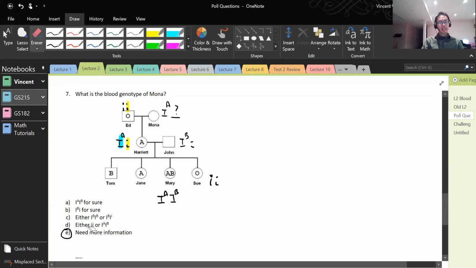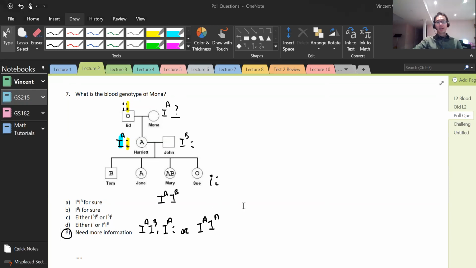Okay, it's not either. You know what? None of these make sense. So the answer is need more information. It could be IAIB, IA small i, or IAIA. We don't know. Maybe we need to find out what her parents are, and so on and so forth. Is that okay? I certainly hope so.